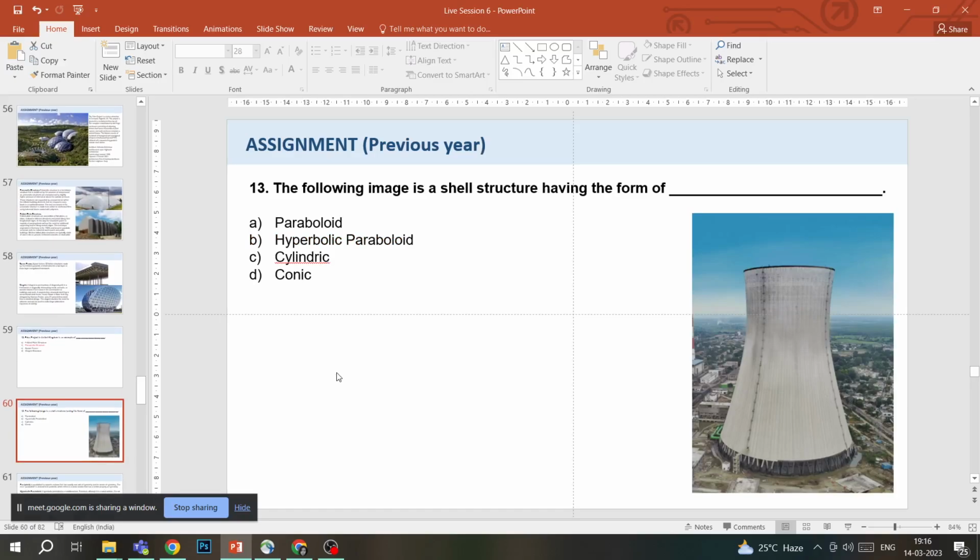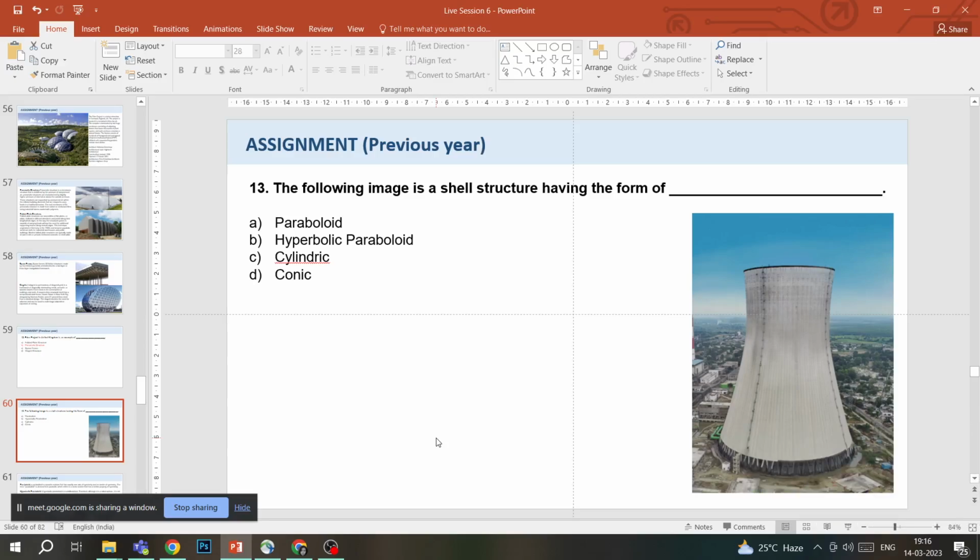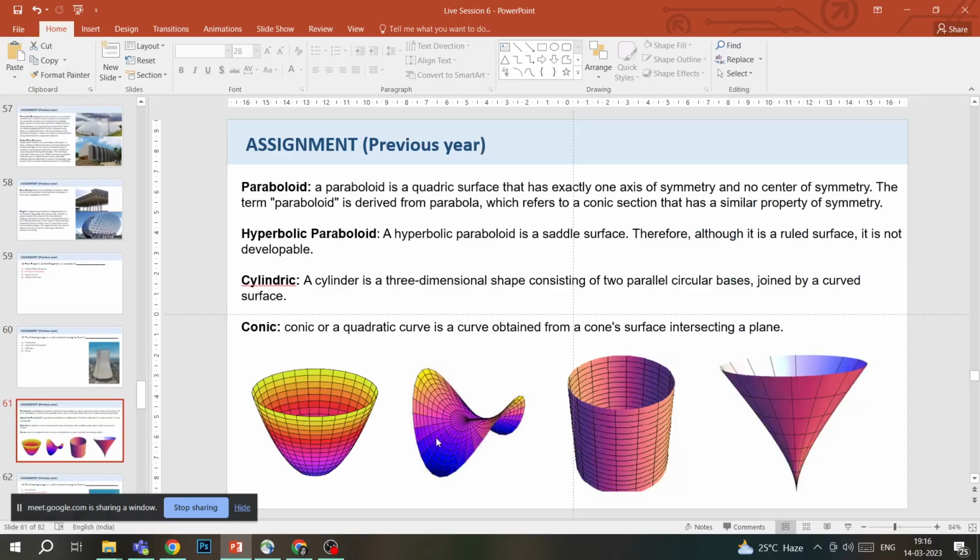Moving forward, question number 13. The following image is a shell structure having the form of paraboloid, hyperbolic paraboloid, cylindric and conic. We would learn what all these four shell structure shapes are. Then we will answer this question.